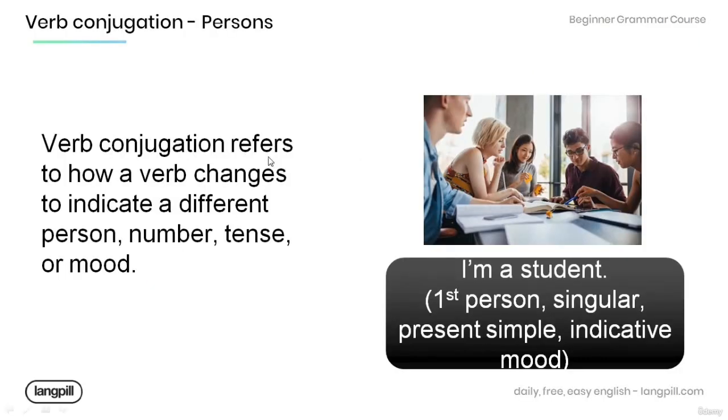Verb conjugation refers to how a verb changes to indicate a different person, number, tense, or mood. Let's have a look at the following example. I'm a student. Now, in this sentence, the subject is in the first person, it is singular, we are using the present simple, and an indicative mood.